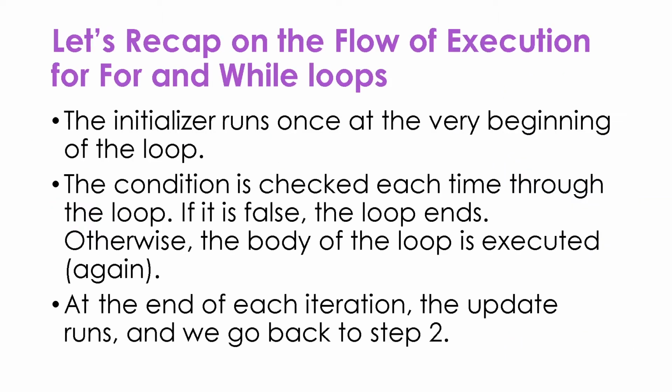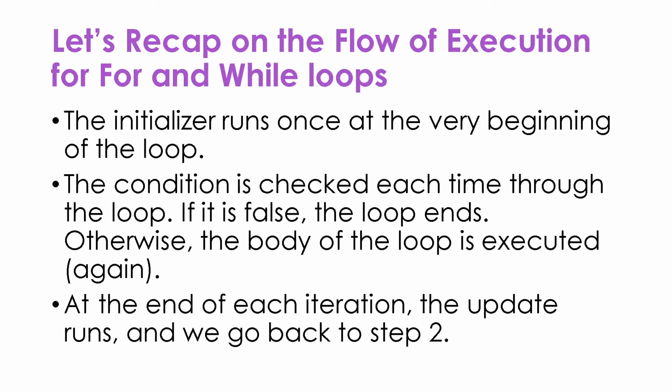So when it comes to loops, this is what we have learned about the flow of execution for for loops and while loops that we've discussed previously. The initializer runs once at the very beginning of the loop. Upon running, it checks the condition each time through the loop. If the condition is false, then the loop ends. Otherwise, the body of the loop is executed.